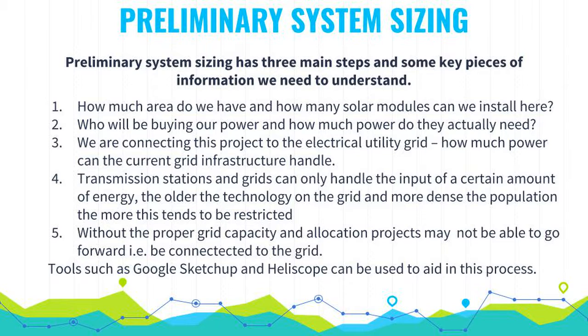Transmission stations and grids can only handle the input of a certain amount of energy. Typically, the older the technology on the grid and the more dense the population in the area tends to restrict the amount of power that the grid can absorb. Without the proper grid capacity and allocation, projects may not be able to go forward, i.e., be connected to the grid. There are certain tools such as SketchUp and Helioscope that can be used to aid in this process, i.e., in terms of laying out the array.